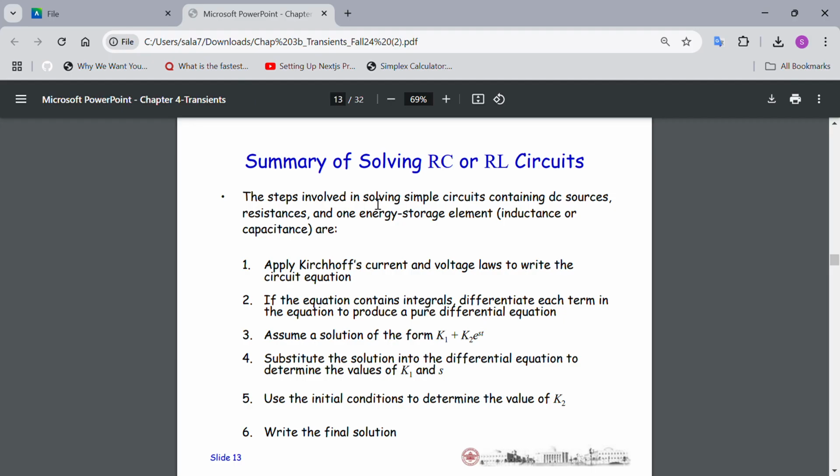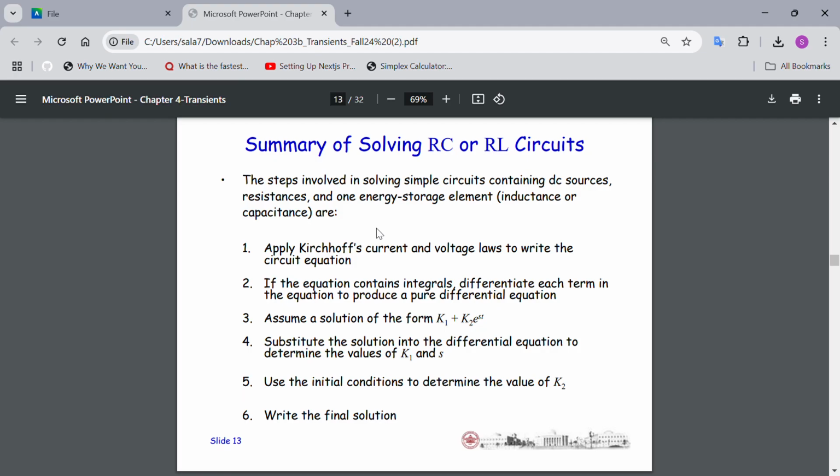So, summary of solving RC or RL circuits. The steps involved in solving simple circuits containing DC sources, resistances, and one energy storage element, inductance or capacitance, are as follows. 1. Apply Kirchhoff's current and voltage laws, KCL and KVL, to write the circuit equations. And if the equation contains integrals, differentiate each term in the equation to produce a pure differential equation with only pure differentials.